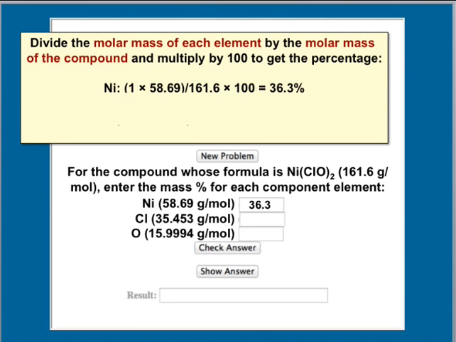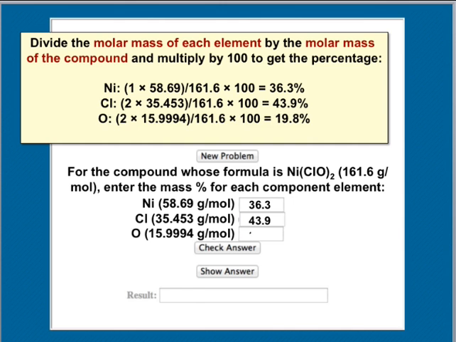When you do the tutorial, don't type in percent, just a number. For chlorine, we have 2 chlorines, each one weighs 35.4. So that's going to be 2 times 35.4 divided by 161. 43%, 44. And finally, oxygen. We have 2 oxygens at 16. It's 2 times 16 divided by 161, roughly 20%.